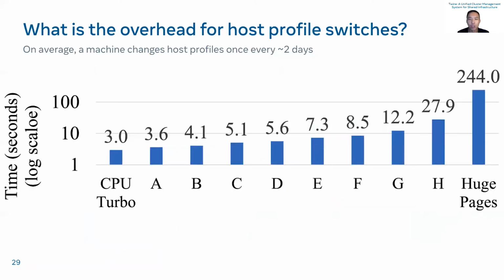So what is the overhead with switching host profiles? On average, a machine changes host profiles once every 2 days. This figure shows the P90 switch time for various host profiles. On the left, we see that a turbo host profile takes 3 seconds, which is negligible compared to the switch every 2 days. On the right, we see that the huge pages host profile can take 240 seconds. This long time is because sometimes we have memory fragmentation, and allocating huge pages may fail, and we may have to reboot the host to finish the operation. We have been addressing this and have submitted patches upstream to the Linux kernel to increase the success rate of allocating huge pages.